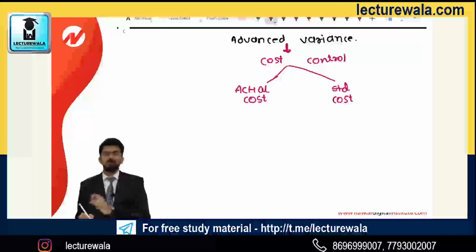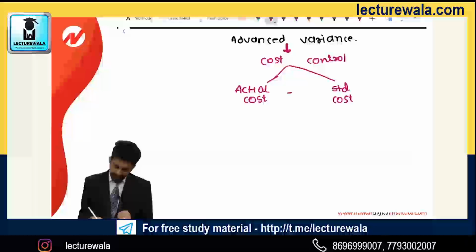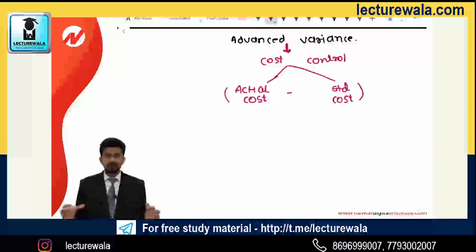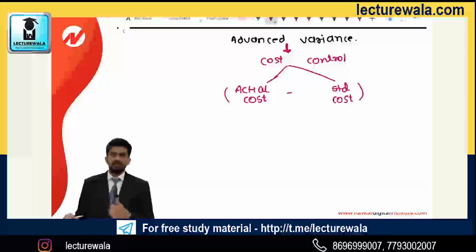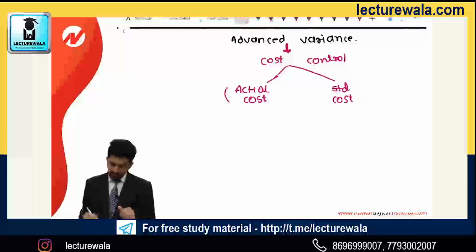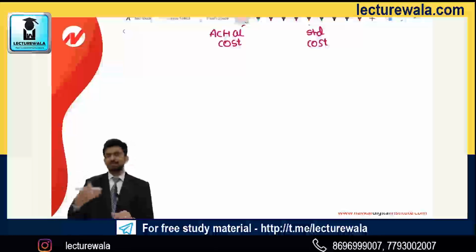Adhere to standard cost. So actual cost, standard cost, and I need to take the difference of these two. What is the deviation? And that is exactly what we call variance analysis or standard costing. In this chapter we're going to be talking about the advanced variances part of variance analysis, right?